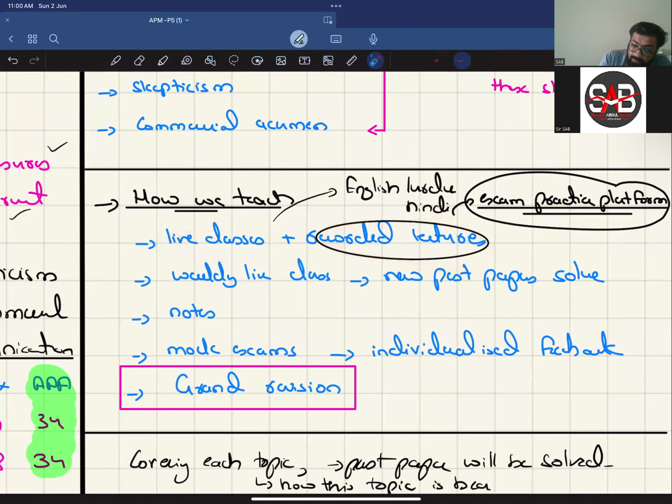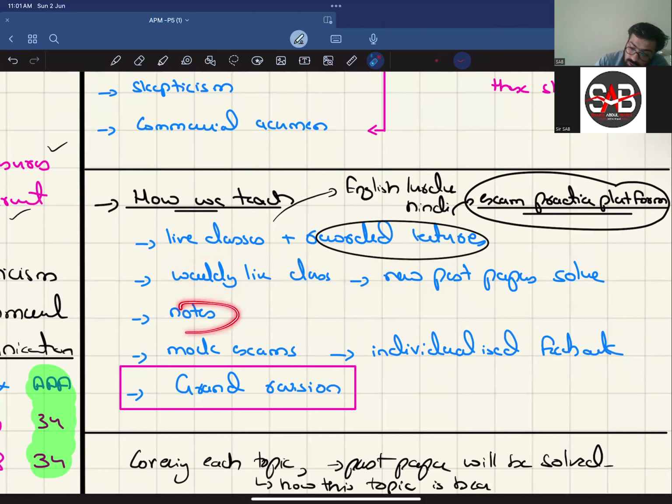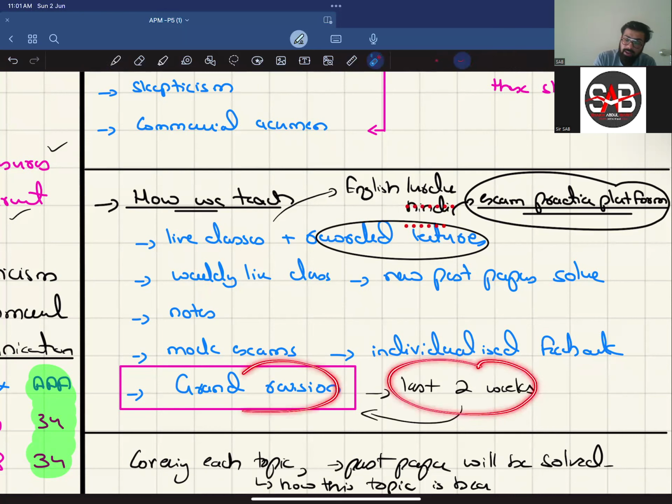Then weekly live classes would result in new past papers being solved with notes, with mock exams towards the end of the session, which will include individualized feedback. And in probably the last 2 weeks, I'll be conducting classes for the grand revision.